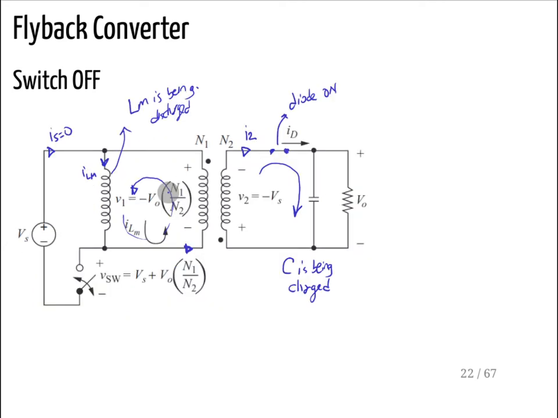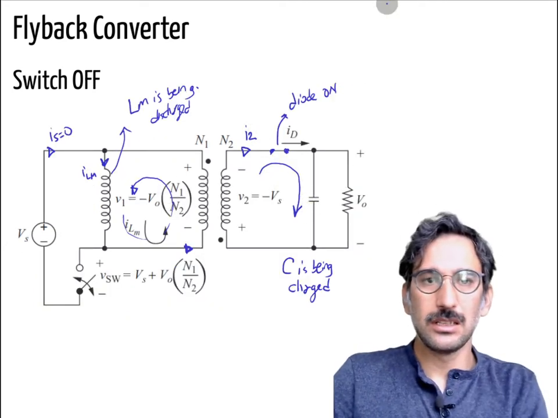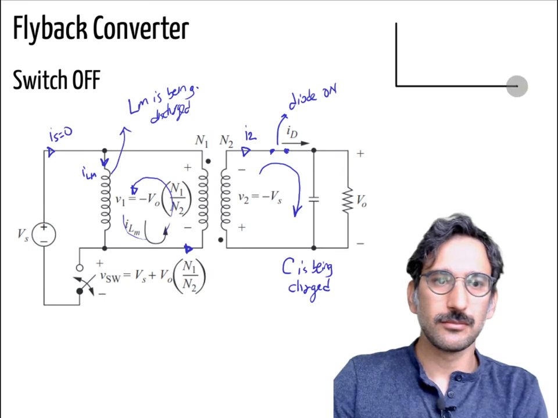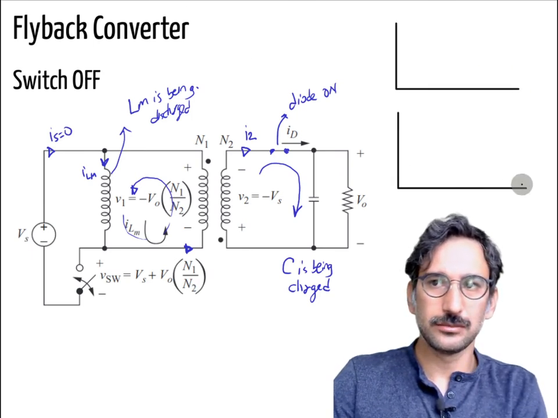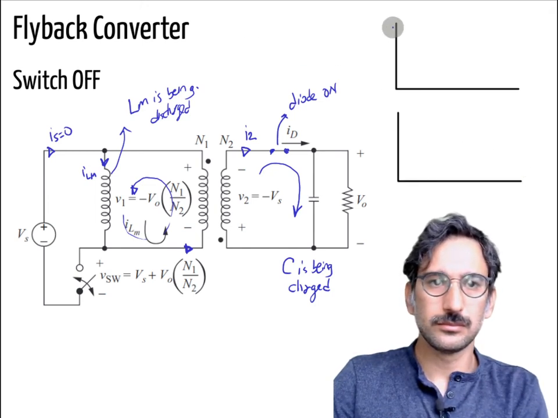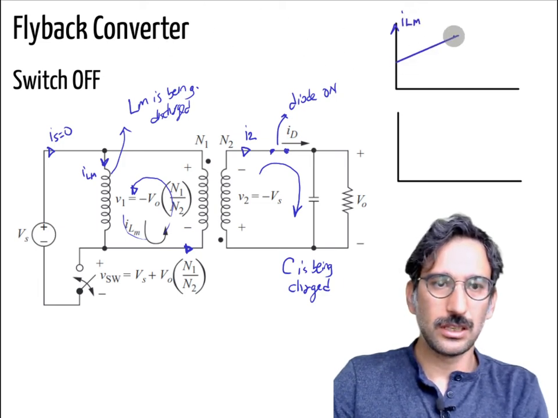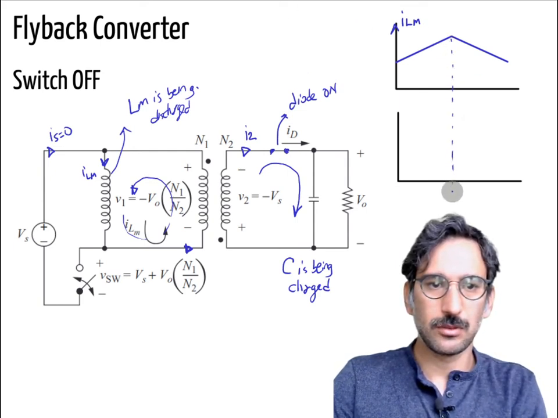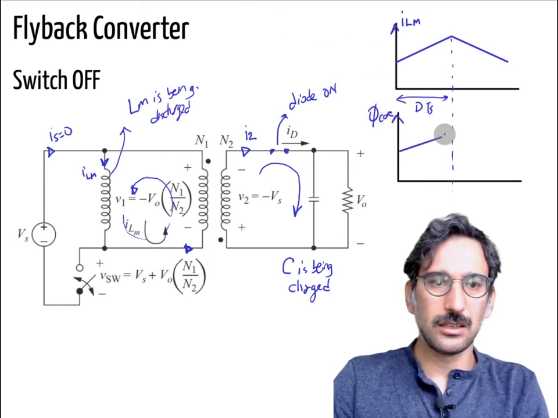Then you are discharging that energy. Let me try to draw it here as well. If this is ILM, first you charged it during DTS, and then you are discharging it, right? At the same time, I draw here DTS, and this can be the flux in the core. Similarly, flux in the core is increasing, and in the second cycle it is decreasing.